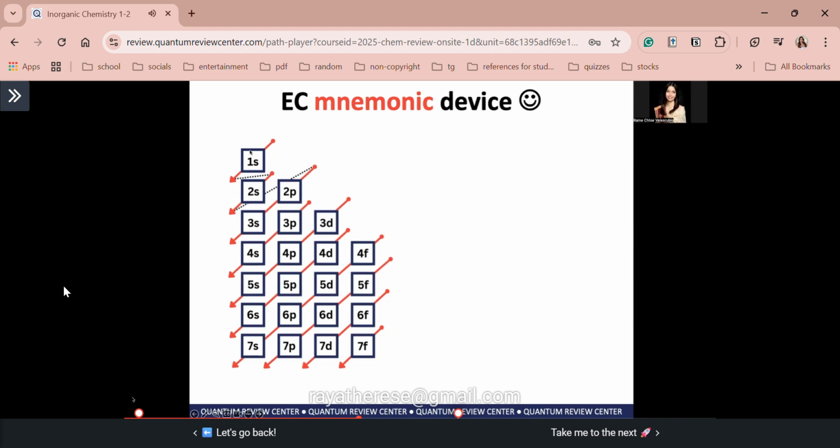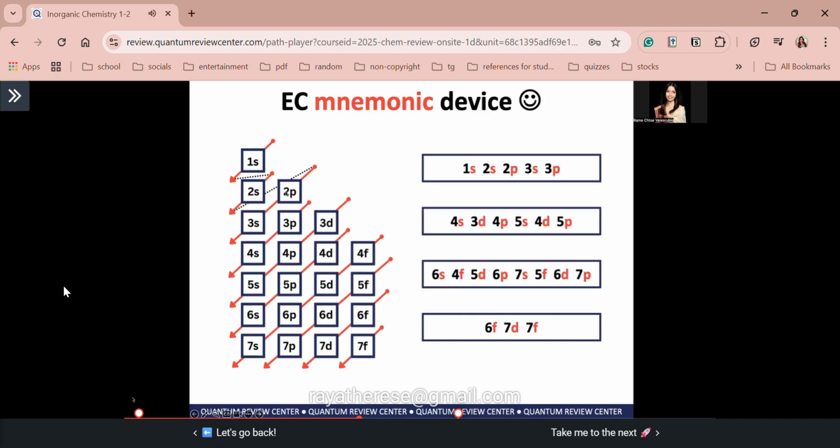Pero kung nahihirapan pa tayo dyan, don't worry guys, dahil meron ako mnemonic para sa inyo. First, ginagawa ko, yung numbers muna memorize natin. So this mnemonic just shows the correct sequence of the electron configuration. So from left to right, tapos pababa. Let's start with the lowest energy, 1s. Then look at the numbers closely ha, yung naka-black. So first row, 1, 2, 2, 3, 3.